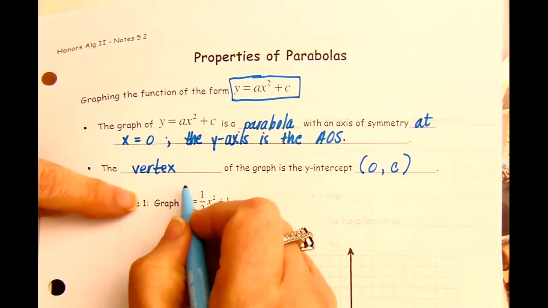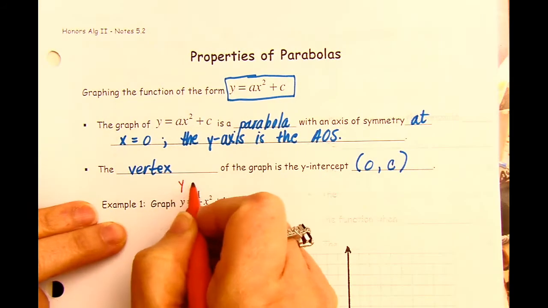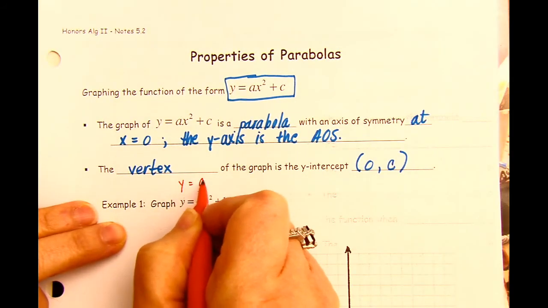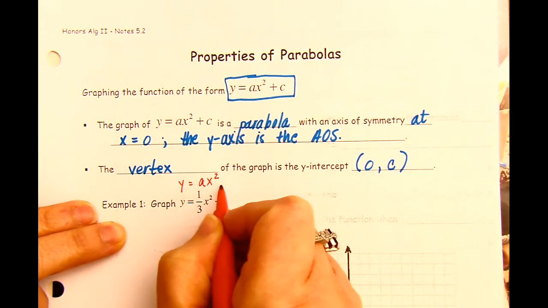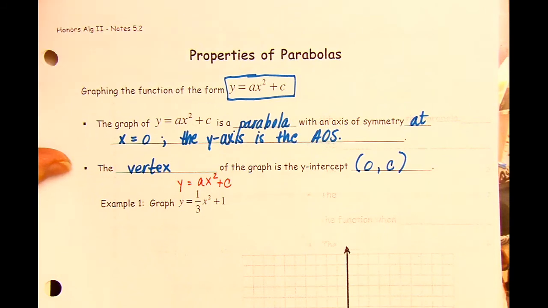Because this example is of the form y equals ax squared plus c. So my c value is 1. It's not a y equals mx plus b because this is quadratic, and y equals mx plus b is linear.